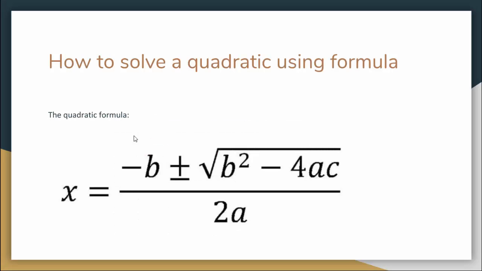How to solve the quadratic using a formula. The first method I'll be showing you is the quadratic formula: x equals minus b plus or minus the square root of b squared minus 4ac, all over 2a. You must learn this formula and it's not given for any of the tests.